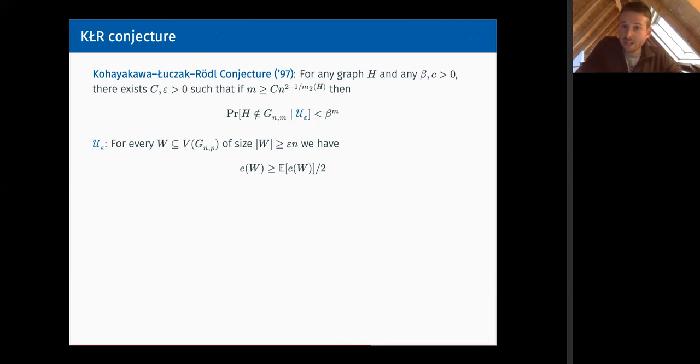For any graph H and any beta, there exists some epsilon such that if m is significantly larger than this point where Janson-Łuczak-Ruciński tells us that the probability is exponentially small in m, then if we condition on this event U epsilon, the probability of H not being in G(n,m) is at most beta to the m. And what is U epsilon? It's exactly what I said before, that for every vertex subset of size epsilon n, we see at least say half of the expected number of edges.